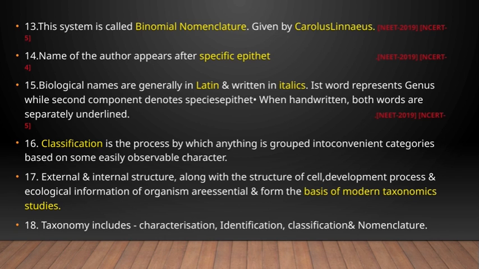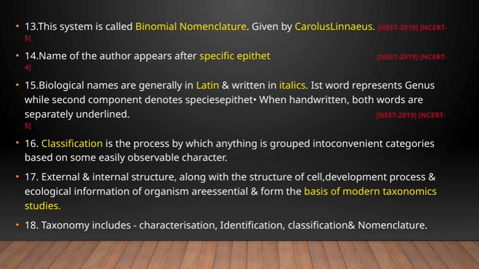Biological names are generally written in Latin and italicized to set them apart from regular text. The first word indicates the genus, which is the broader category, and the second part, called the species epithet, specifies the exact species within that genus. When handwritten, both words are usually underlined separately to maintain clarity.